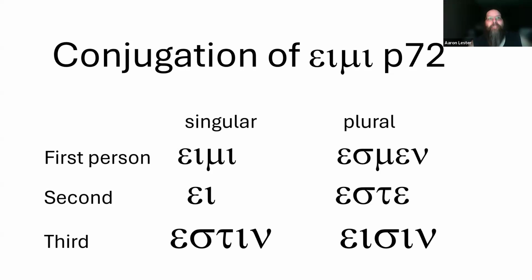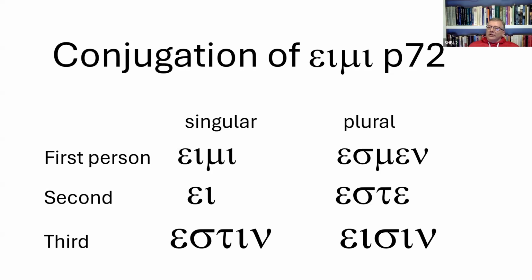Y'all are, Derek. Y'all are is este. Good. They are, Kenva. They are eisin, yes. I am, Kenva. Eimi. Yes. And so, do you think you guys can get this? Eimi, ei, estin, esmen, este.